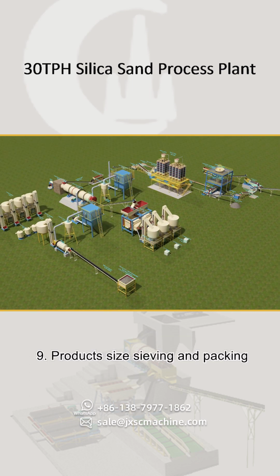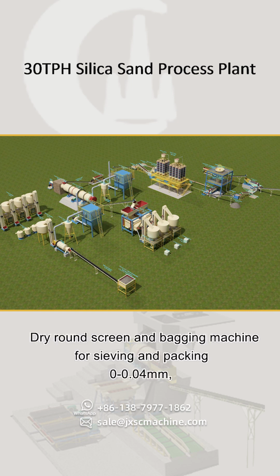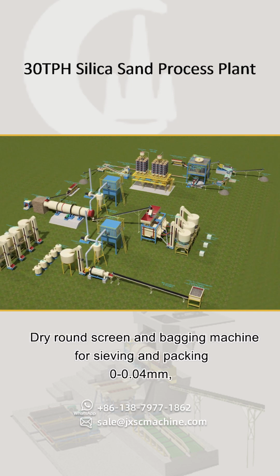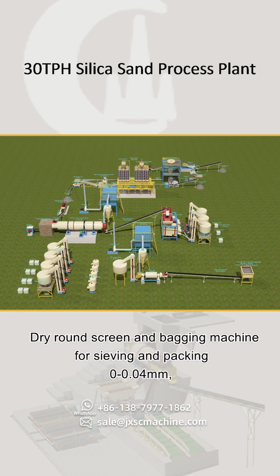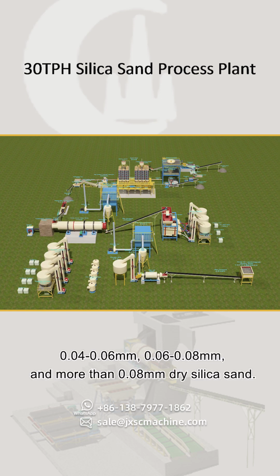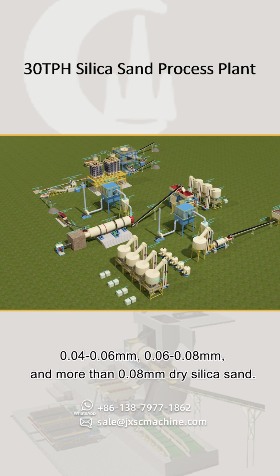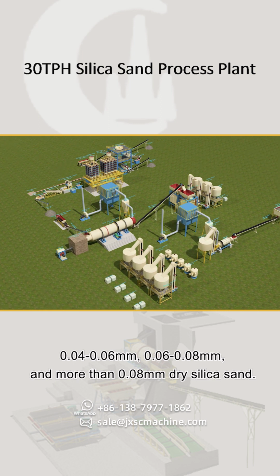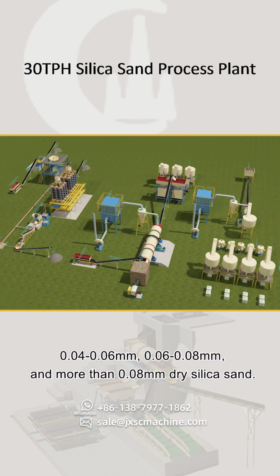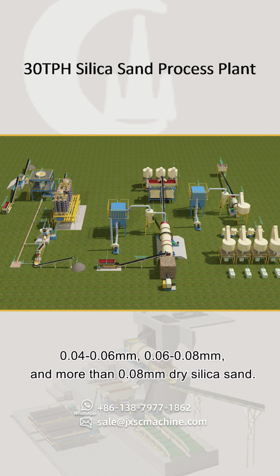9. Product size sieving and packing. Dry round screen and bagging machine for sieving and packing 0 to 0.04 mm, 0.04 to 0.06 mm, 0.06 to 0.08 mm, and more than 0.08 mm dry silica sand.